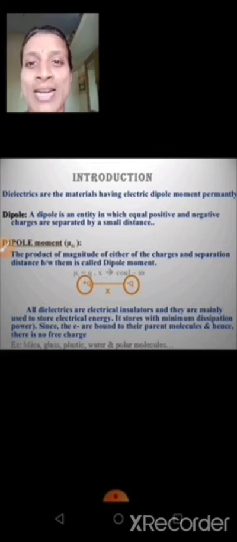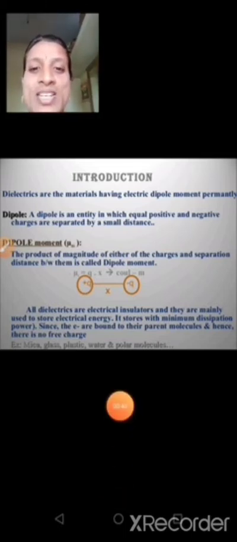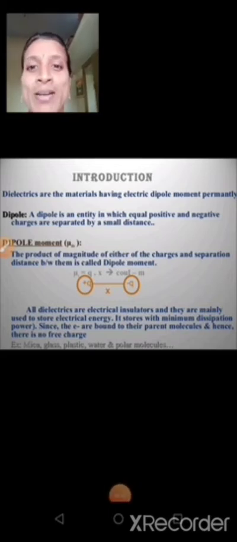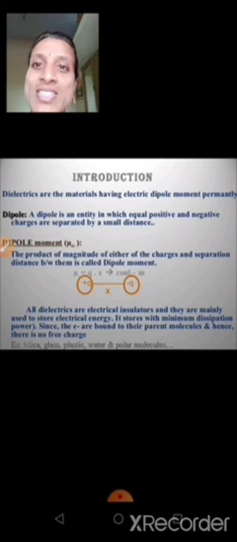First, we learn what is meant by dipole. It is a material which has equal positive and negative charges separated by a small distance. Here we see the figure. So this figure is the dipole. Here plus q is the positive charge and minus q is the negative charge. Mu is the dipole moment, q is the charge, and x is the distance between the two charges. Units for the dipole moment are coulomb meters. Q is the charge, whose unit is coulomb, and distance is in meters.